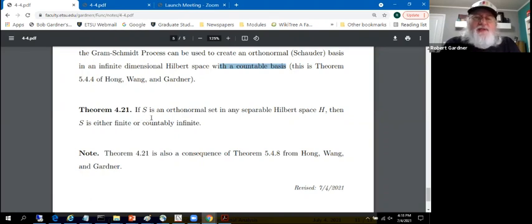Theorem 4.21 says if S is an orthonormal set in any separable Hilbert space H, then S is either finite or countably infinite. This leads us ultimately to Schauder bases. Hey, finite, well, if you take the span of that, you're going to get a finite dimensional vector space. Countably infinite, if you take the span of that the way I want to take spans, with infinite linear combinations, this can ultimately lead to the Schauder basis stuff. And this is dealt with as well in Theorem 5.4.8 of Hong, Wang, and Gardner.